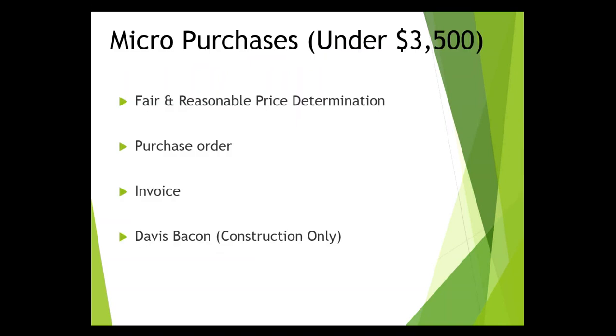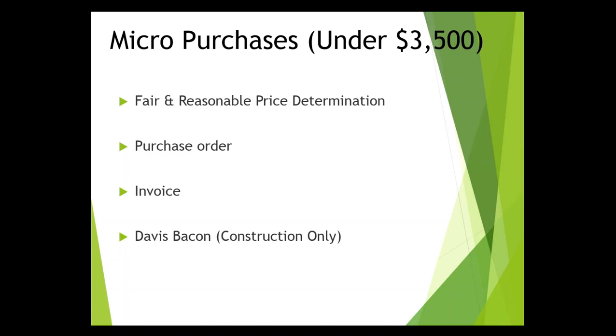Micro-purchases. This is an area where most of your purchases are probably going to happen, this and into the small purchases as well. The topics here are fair and reasonable price determination, purchase orders, invoices, and Davis-Bacon, which is really only for construction at the $2,500 and above level. This is something that we'll rarely be running into, and if this situation does come up, I ask that you get in touch with your rep to go over what's required there.